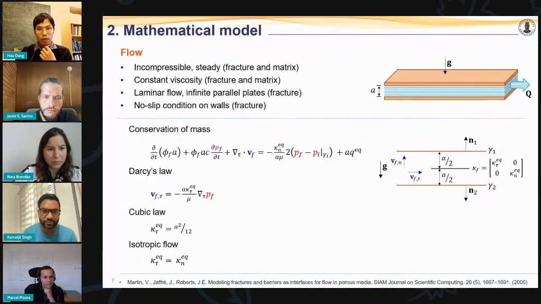And the mathematical model for flow inside the fracture is represented here.